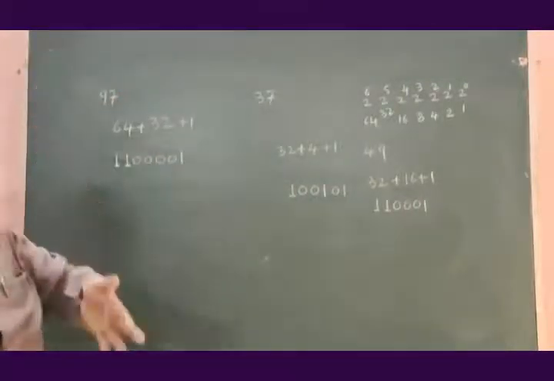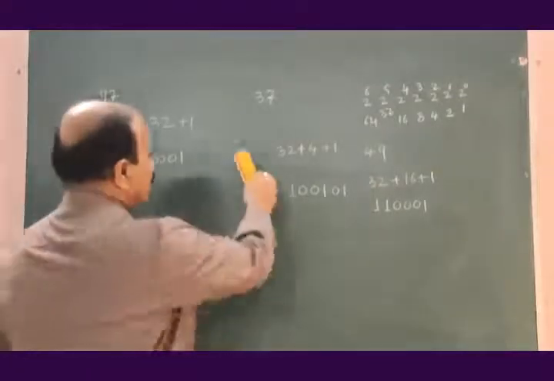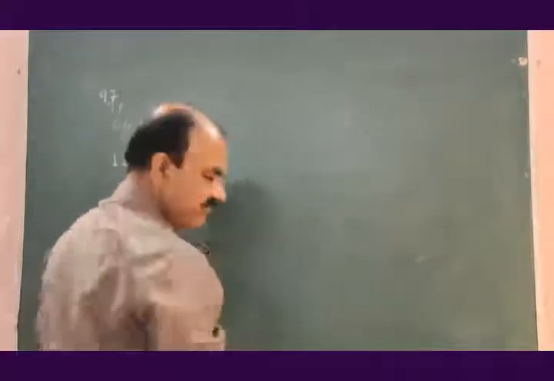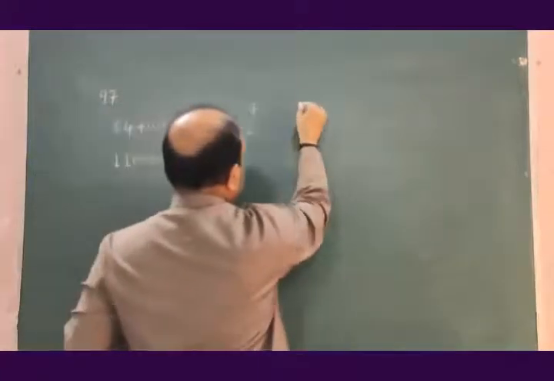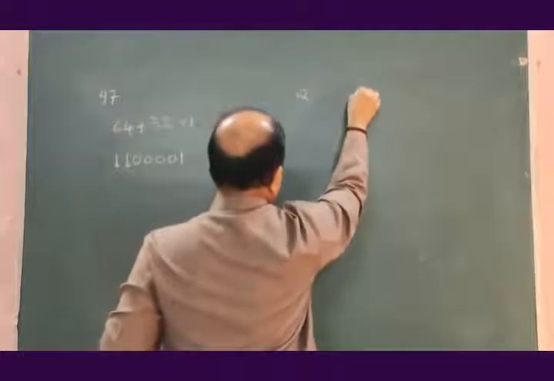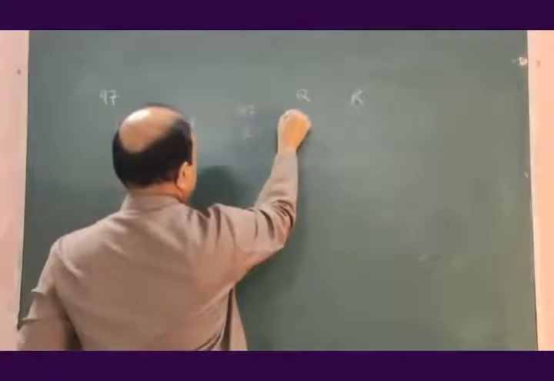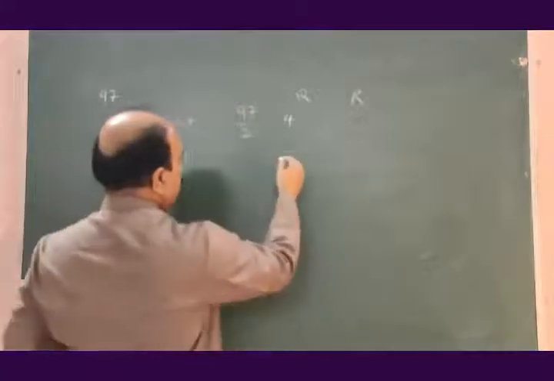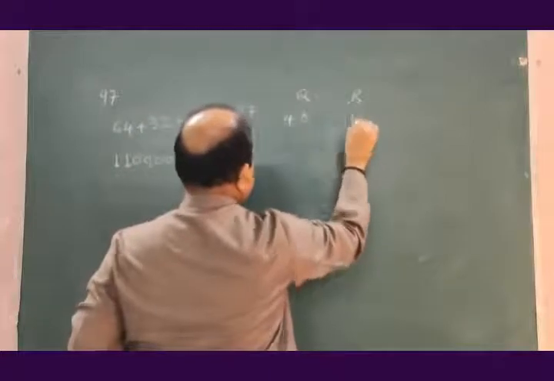Let us work it out for 97. The number is already here. Let us see how to do this by the double table method. 97 divided by 2. We write the quotient here, remainder here. 2 4s are 8, 1 left, 17. 2 8s are 16, remainder is 1.